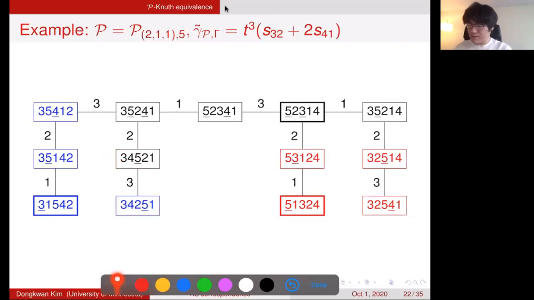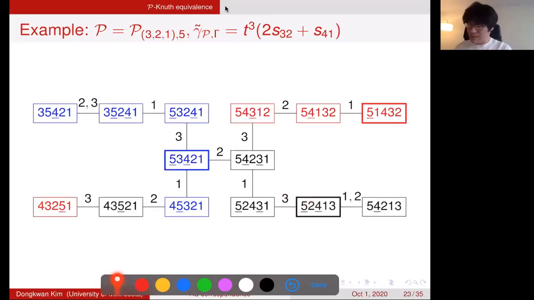This is another example. You have S32 to S41. You see we have three colors here. Same thing happens here. You see that this is really farther from here, but I believe that this is the only way to make it work. Oh, actually, I can tell you later why I group these elements in this way. Spoiler alert, these colors are put so that each color maps to the same P tableau under the Robinson-Schensted correspondence.